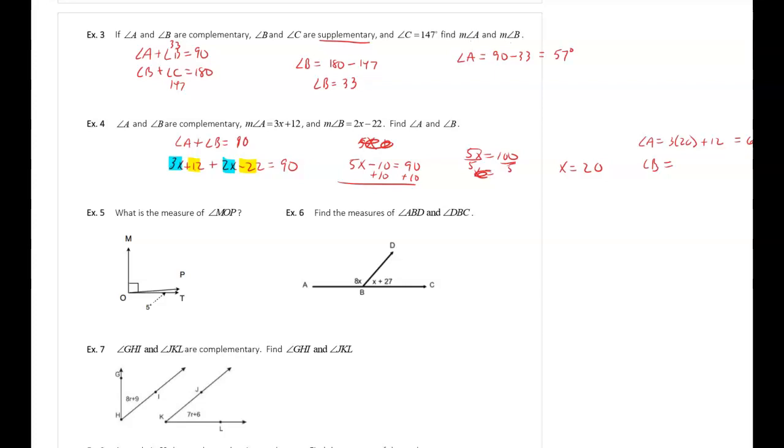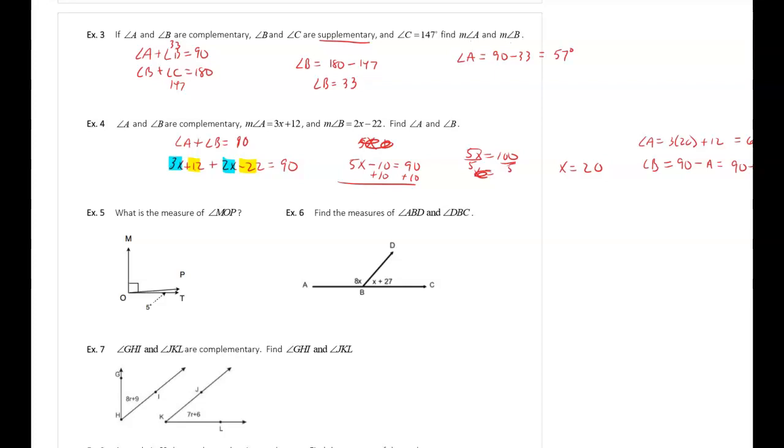Now, to find angle B, I could do it two ways. One, I can plug the value of x in, or if these two angles are complementary, I know right away I could just say angle B is 90 minus whatever A is, and if A is 72, 90 minus 72 would be 18 degrees. Okay?